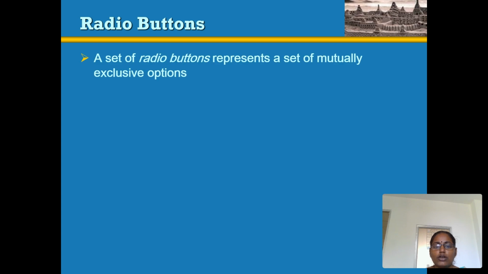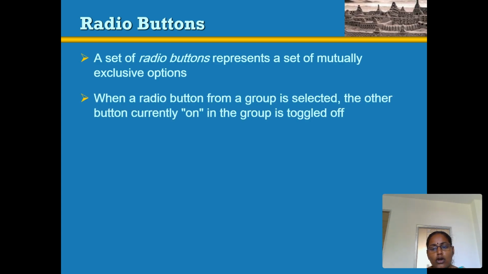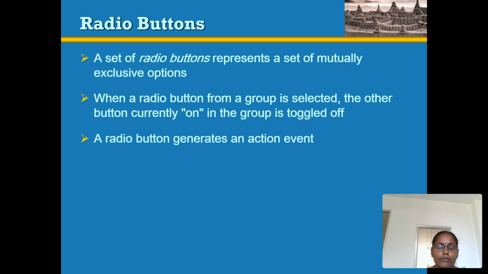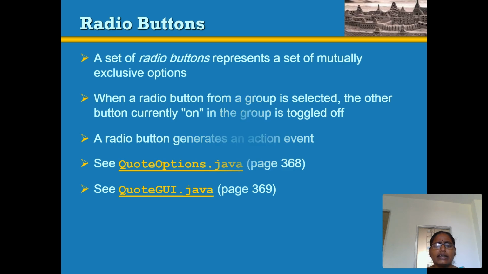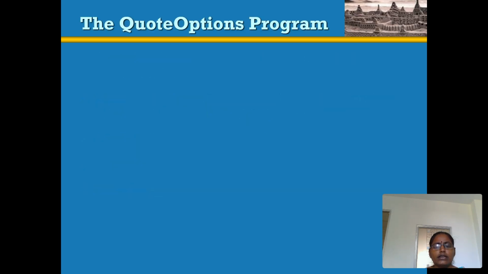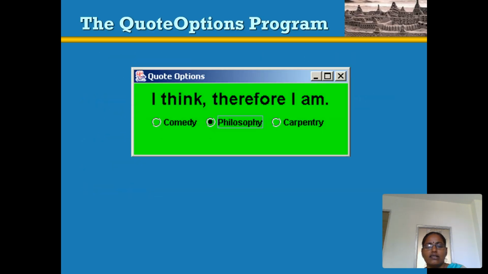Then radio buttons. Radio buttons are mutually exclusive options, either on or off. They are also a group of toggle buttons that are either selected or unselected, and they also generate an action event. In the first example we saw a checkbox, and in the second example we saw a radio button, where only one particular radio button is selected.